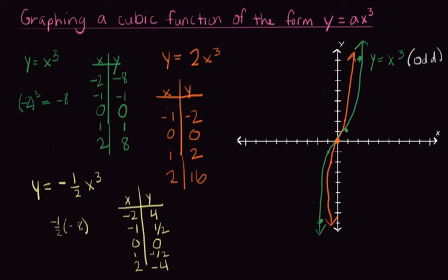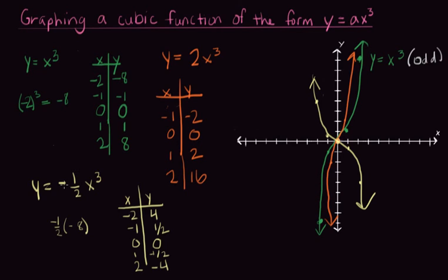So here we have (-2, 4), (-1, 1/2), (0, 0), (1, -1/2), and then (2, -4). So it's going to look, oops. All right, one more try. Okay, so it's going to look something like this.